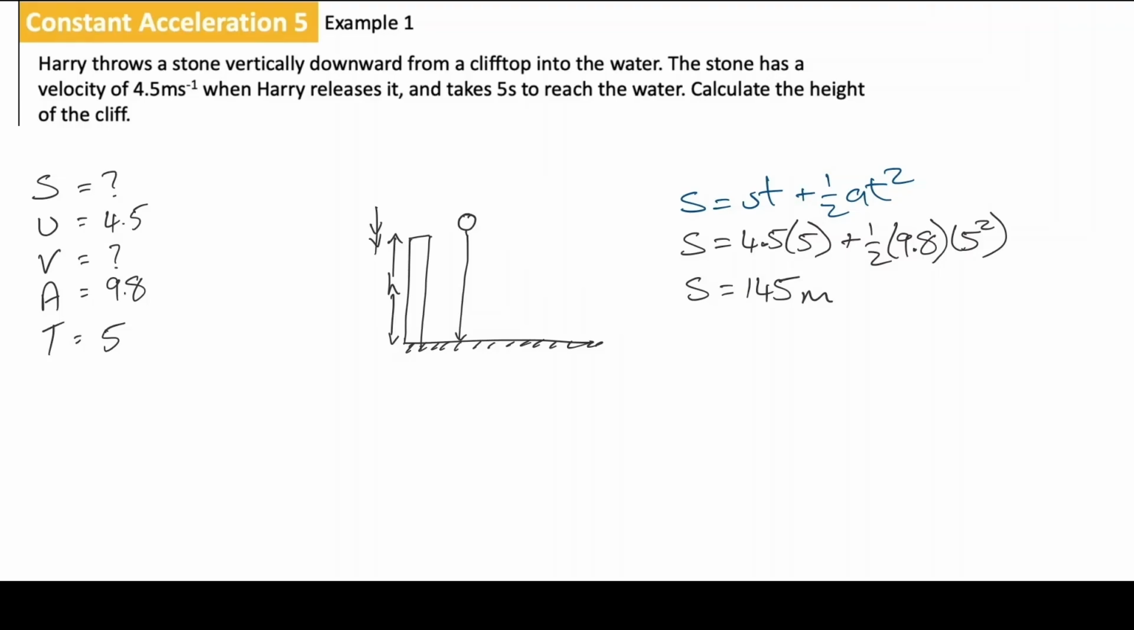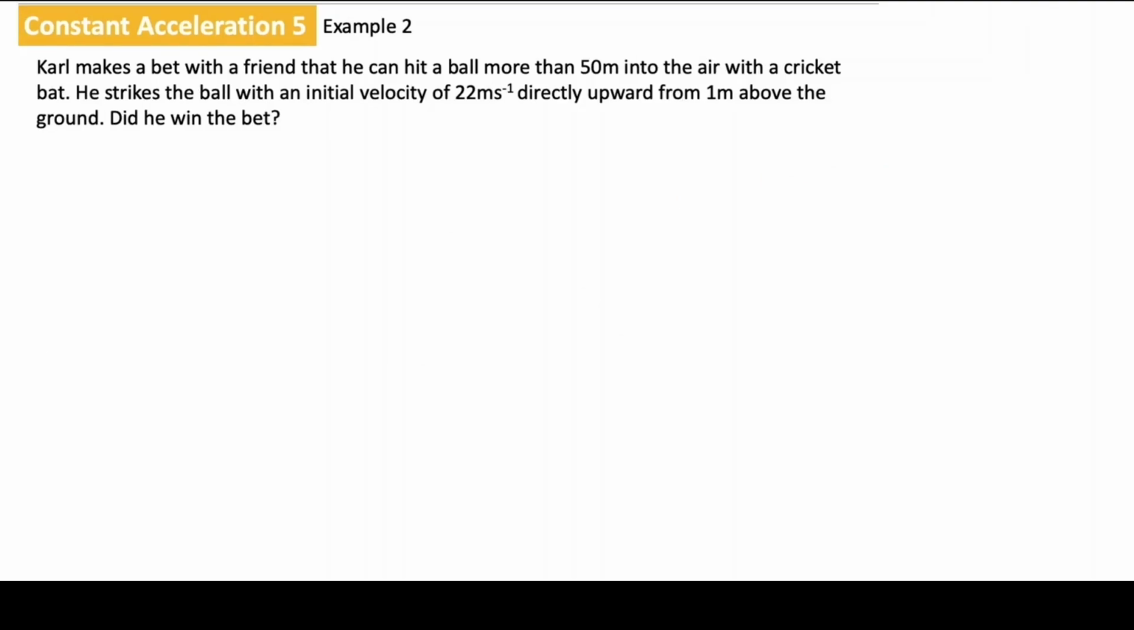Next, and the situation you will more popularly come across, we're going to throw this object up into the air. Here we're told that Carl makes a bet with a friend that he can hit a ball more than 50 meters into the air with a cricket bat. He strikes the ball with an initial velocity of 22 meters per second, directly upwards from 1 meter above the ground. Did he win the bet?